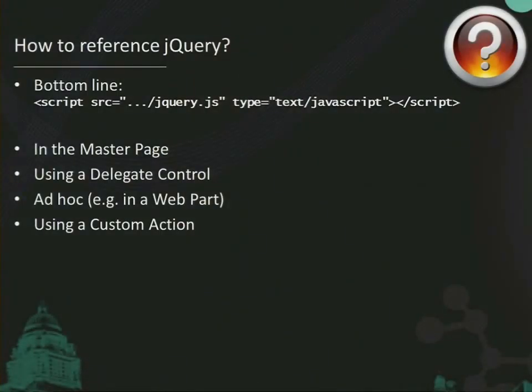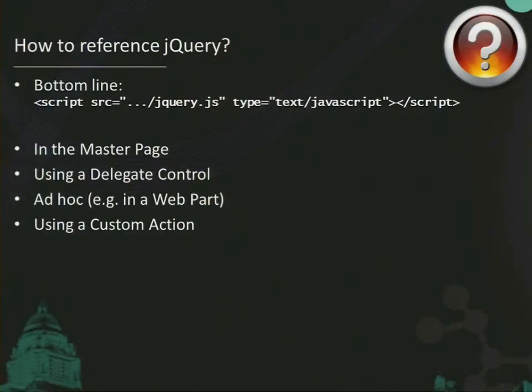Another thing that you can do is what I call ad hoc referencing of jQuery. For example, if you're building a web part, or an application page, a site page, a dialog, I couldn't care less. You can always make use of the registration of a script block to reference jQuery. So you can always insert that little piece of JavaScript in typically the server-side code that you're going to write.